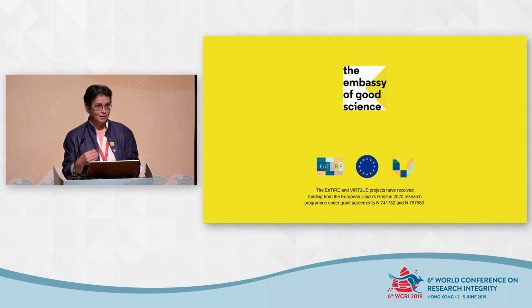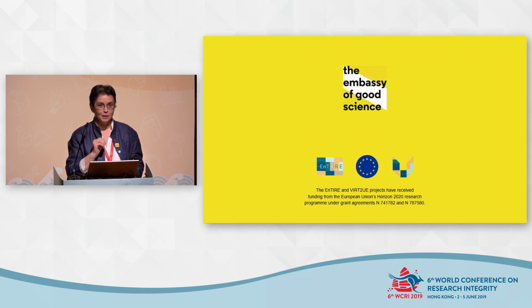We can look at the Chinese tradition, where yellow signifies the middle, the middle of the compass. So for our Embassy of Good Science, I think it's the center of a compass from where we can find directions in research integrity. And why Embassy? I think all of us as researchers should be emissaries and ambassadors of good research.